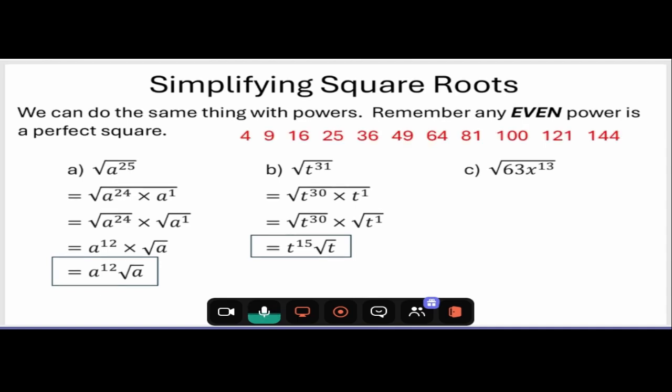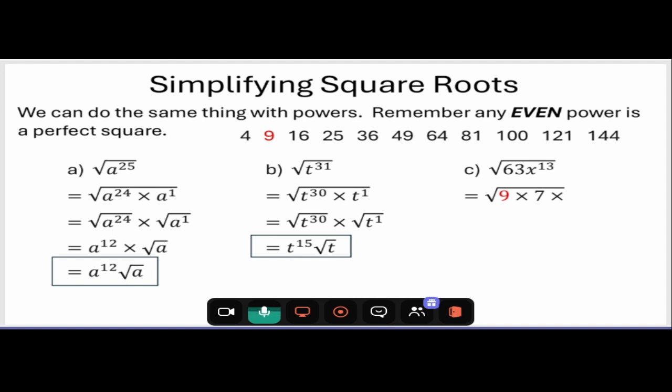For the 63, we want our list of perfect squares again, because this is just a normal number. What is a perfect square that divides into 63? Well, actually 9 does. 9 times 7 on your times table sheet if you want. 9 is the one we're looking for. 63 breaks into 9 times 7.